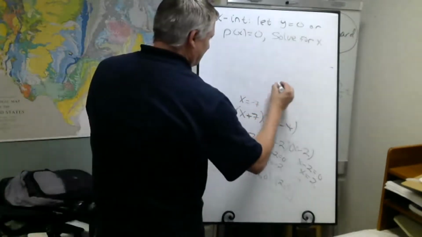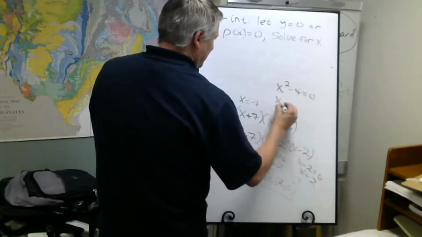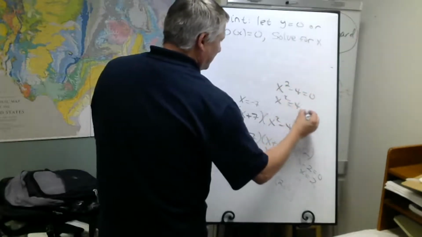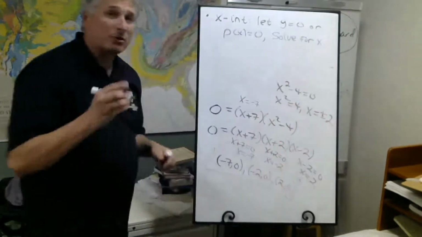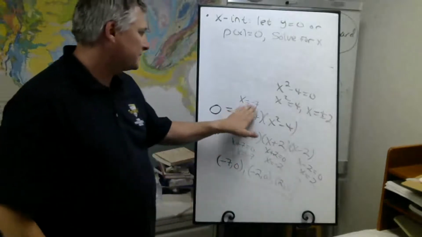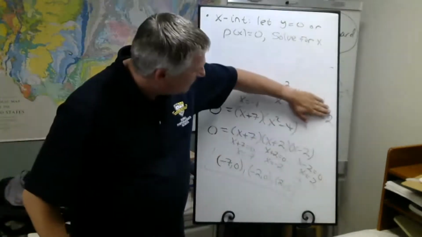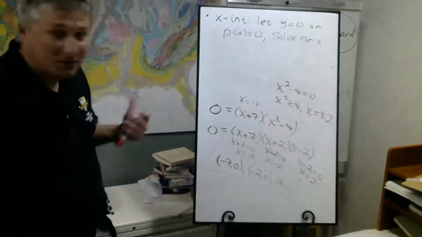This, let's see, x squared minus 4 equals 0, x squared equals 4, x equals plus or minus 2, and that would also give you those 2 other zeros: -7, +2, -2. Could have done it that way also. All right.